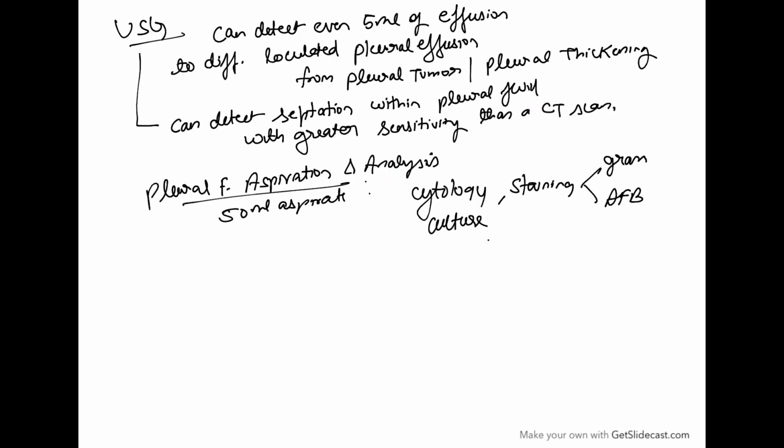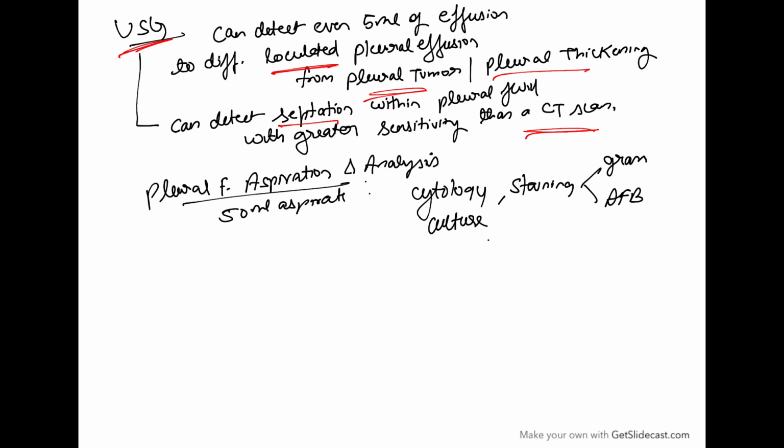Okay. Now ultrasound can detect even 5 ml of effusion, and it is usually done to differentiate loculated pleural effusion from pleural tumor or pleural thickening. It can detect even septations within the pleural fluid with greater sensitivity than a CT scan. Okay, so why is it used? When we have a loculated pleural effusion, we are confused whether it's a pleural effusion or a tumor or thickening.